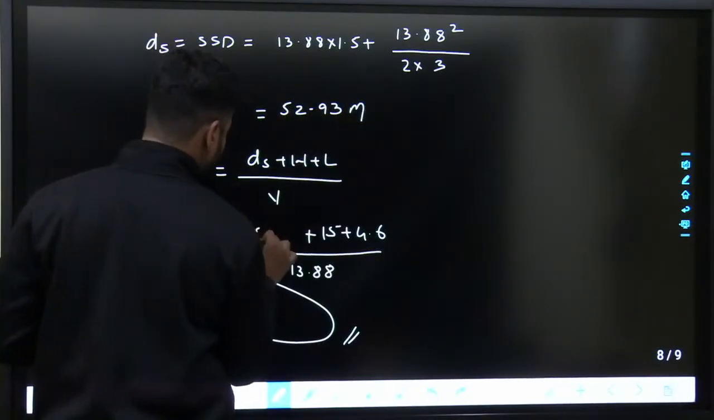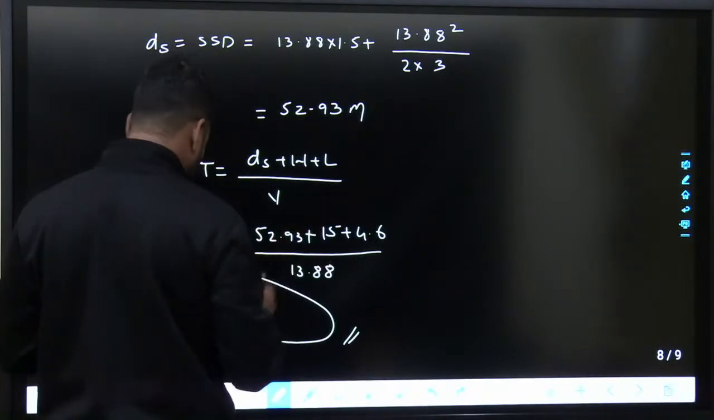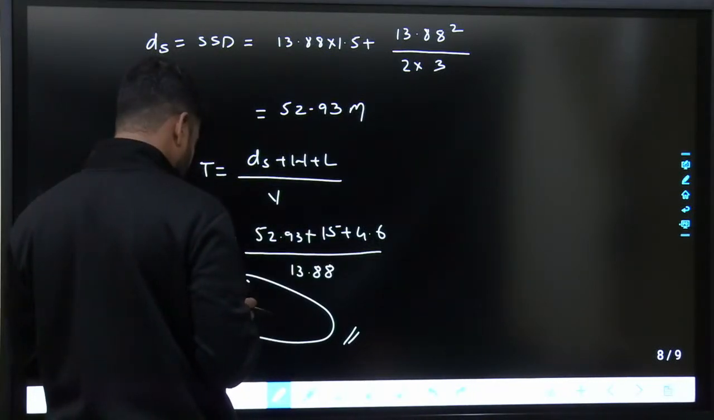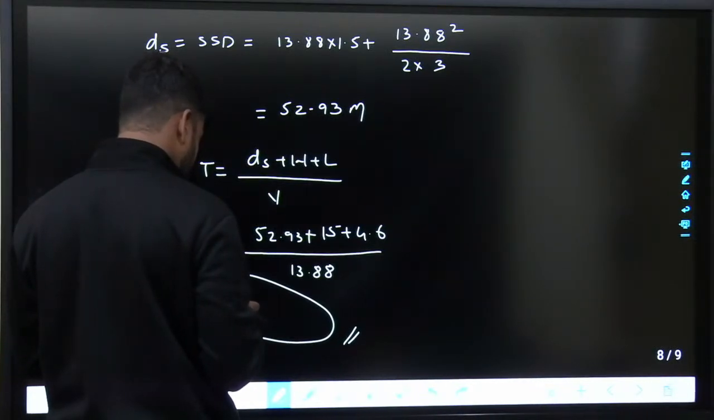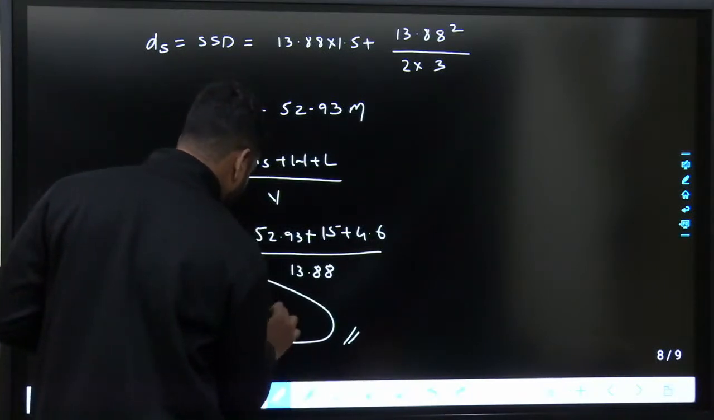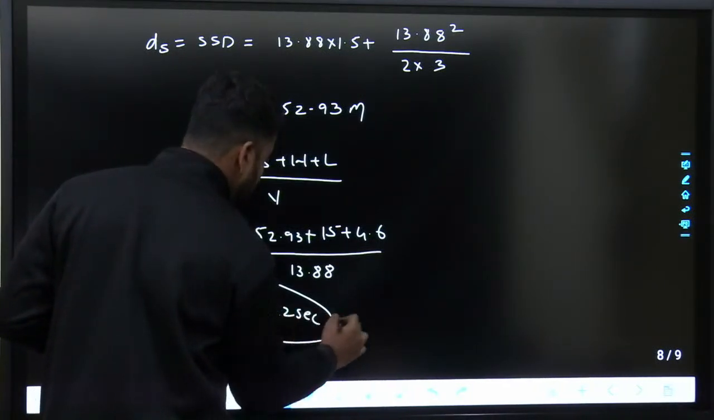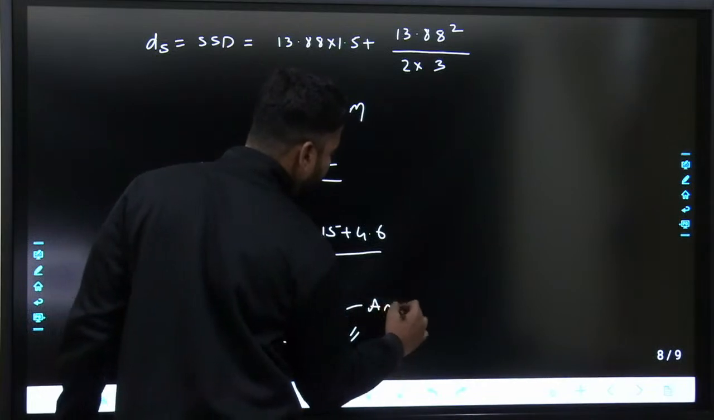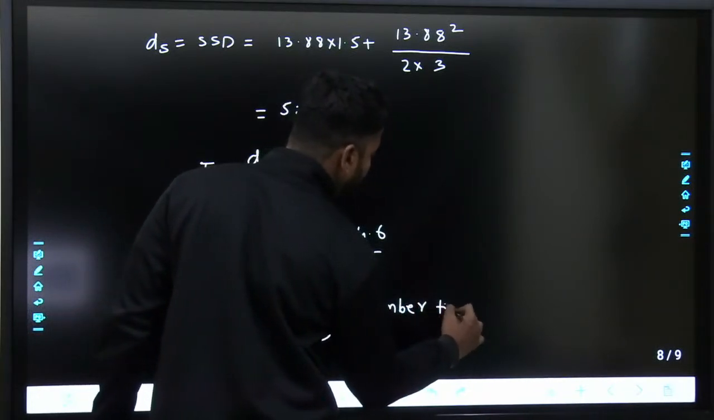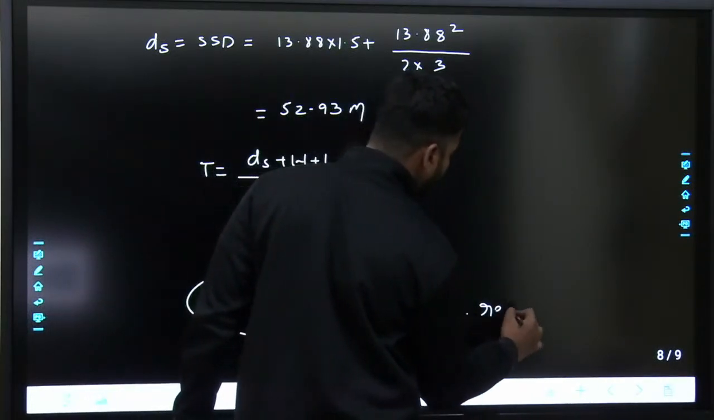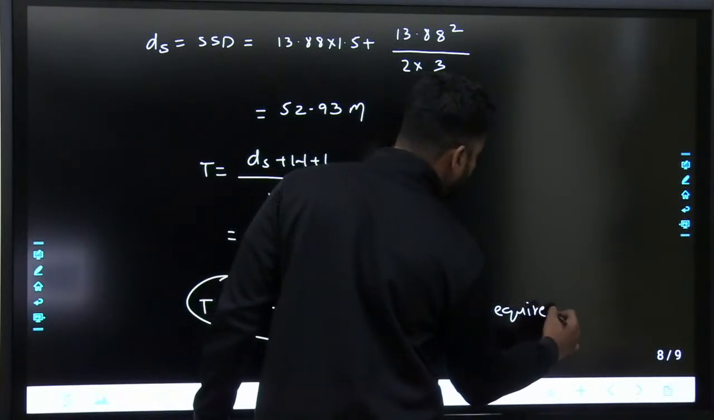52.93 meters, 52.93 plus 15 plus 4.6 divided by 13.88. So you will be getting approximately 5.22 seconds. This is the amber time required.